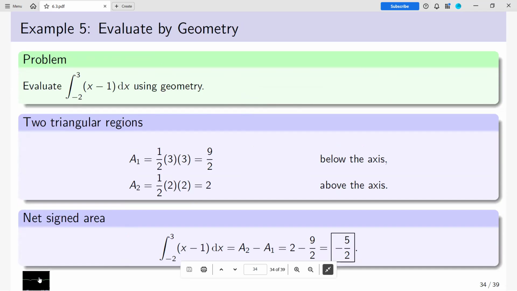The larger triangle lies below the axis, so the net integral is -5/2. A negative integral does not mean negative geometric area. It means the below-axis region won the tug of war.